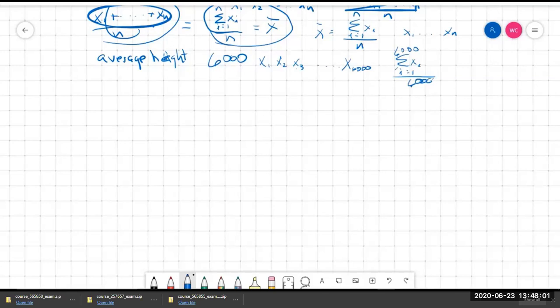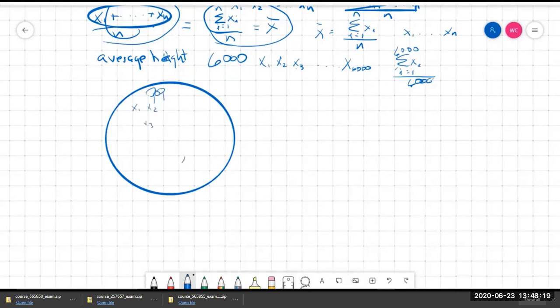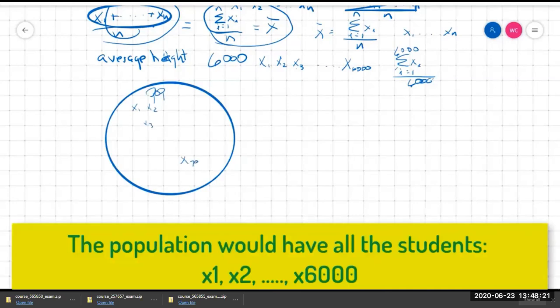And if the population wasn't 6,000 but 6 million, suppose we were talking about a whole lot of people, we wouldn't want to do that. So we can denote the whole population here. Maybe this is all the students, and we'll call that the population. And it has x1, x2, x3, it has x700, it has x5761, and so on. It has all the people in there.